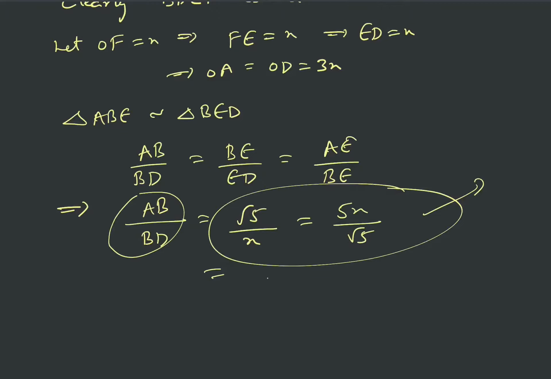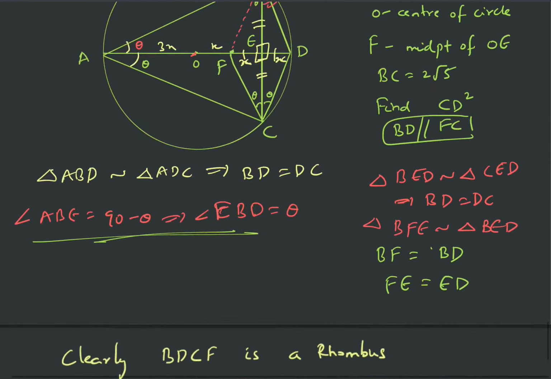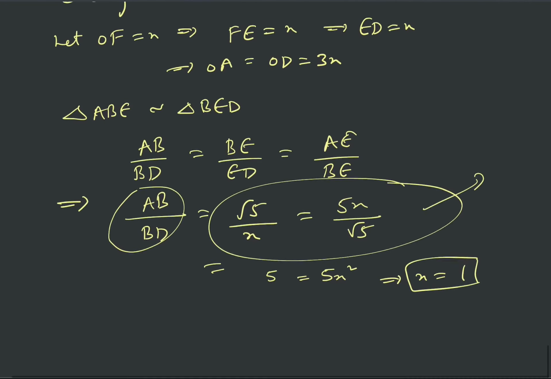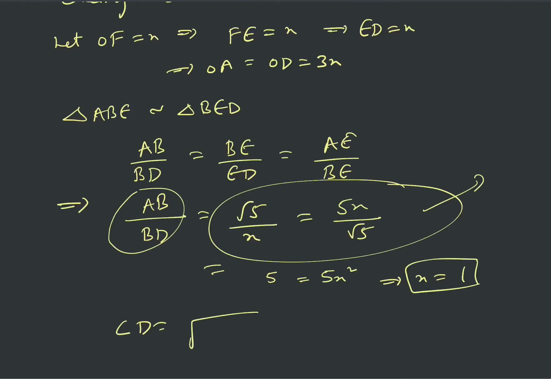So here you can say that 5 is equal to 5x squared, so this implies x is equal to 1. Okay, so this length is 1, this length is how much? Root 5. So this length is also root 5 and this is 1. So CD we can find out as root of 5 plus 1, so it is root 6. So CD is nothing but square root of 5 plus 1, it is root 6. So then CD square is nothing but 6. This is what we needed to find.